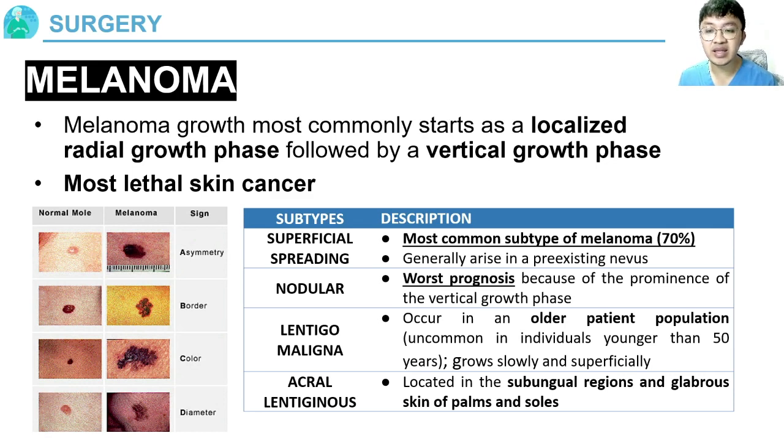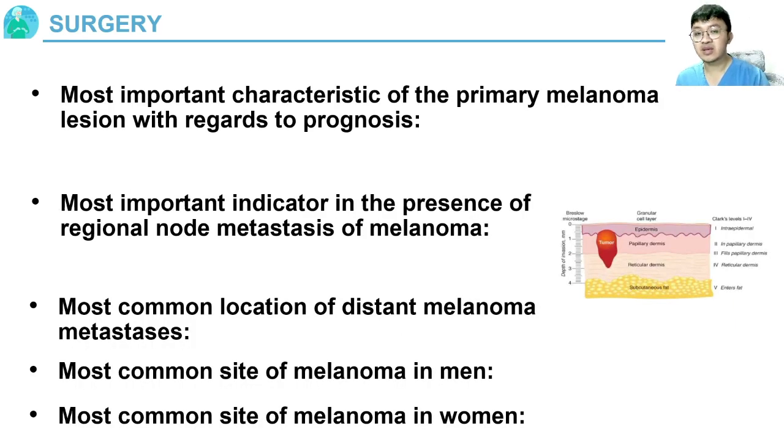So lentigo maligna, what you just need to remember is that this occurs in older patient populations. A good way to remember this is lentigo maligna, the term sounds a bit old, so it's found in older patient populations. For acral lentiginous, it's found in the subungual regions and glabrous skin of palms and soles.